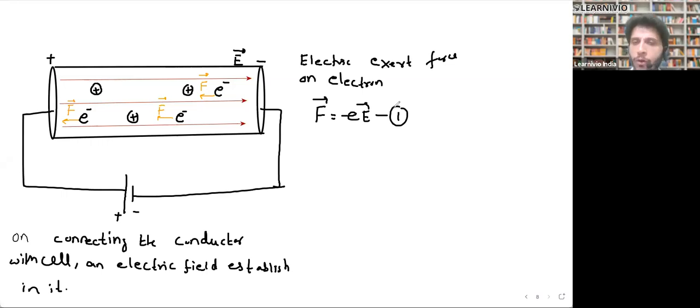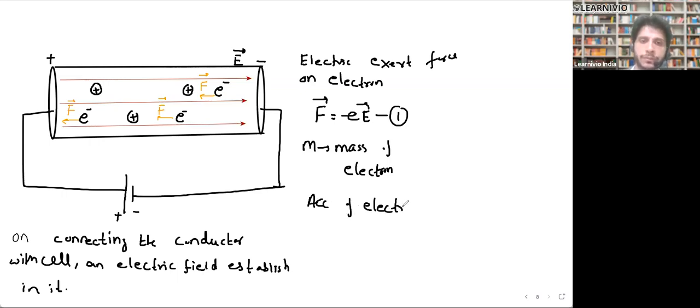So if electrons are experiencing a force, and if I say that m is the mass of the electron, remember, it's not the mass of the conductor, it's the mass of an individual electron, then we can also calculate the acceleration of electrons. The acceleration of electrons is the force acting on the electrons divided by the mass of the electron. So that's minus eE divided by m. That is the acceleration of electrons.